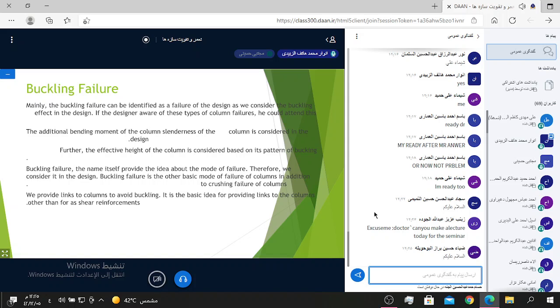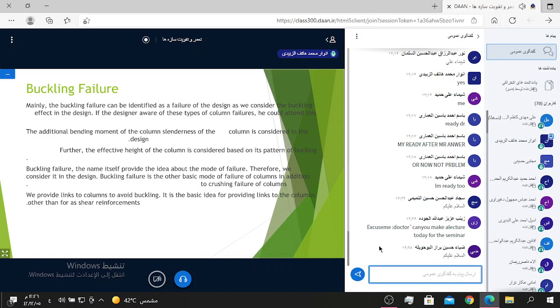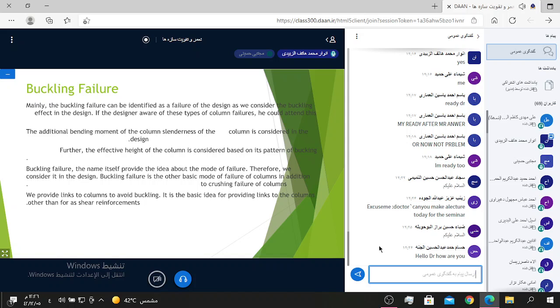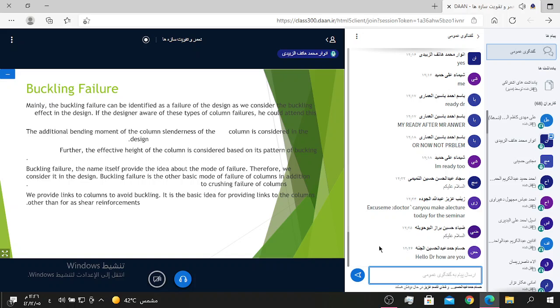Buckling failure. Mainly, buckling failure can be identified as a failure of the design if we do not consider the buckling effect in the design. If the designer is aware of this type of column failure, he could account for the additional bending moment of the column, and the slenderness of the column is considered in the design. Further, the effective height of the column is considered based on its pattern of buckling. Buckling failure, the name itself provides the idea about the mode of failure. Therefore, we consider it in the design.